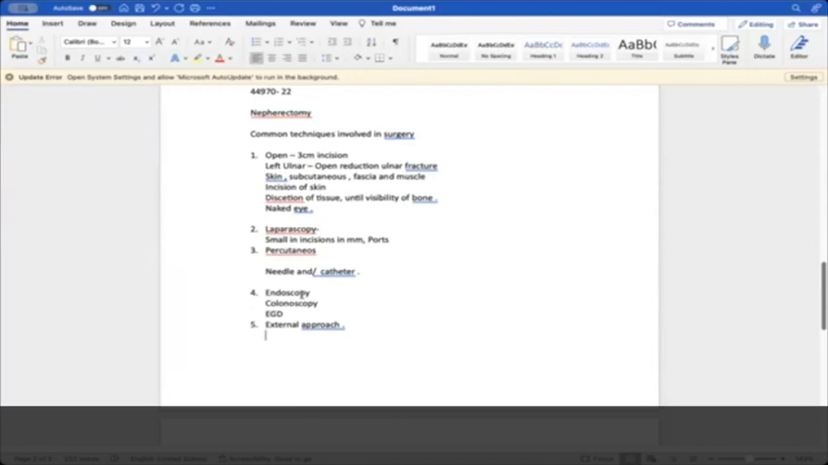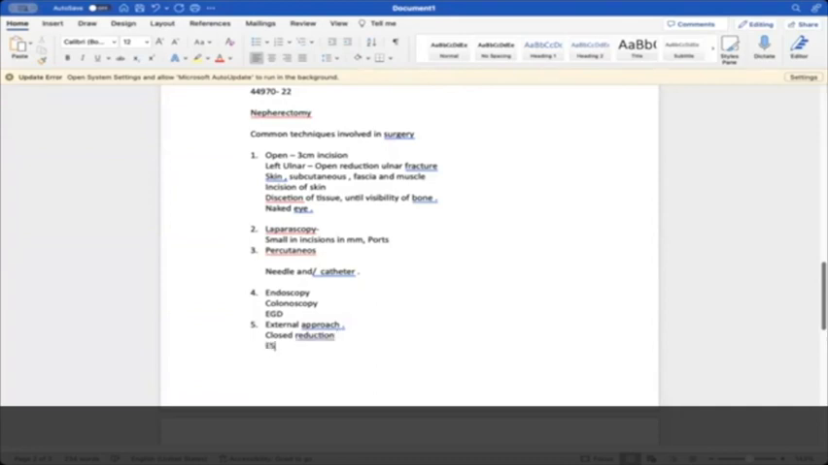In the case of the external approach, the physician neither uses an incision nor surgical equipment. They don't use anything. Simply by applying manual pressure on the target site, he will perform the procedure. For example, closed reduction fracture care. To perform a closed reduction, do we need an incision? No. Do we need surgical equipment? No, sir. So simply by applying manual pressure, we treat the condition.